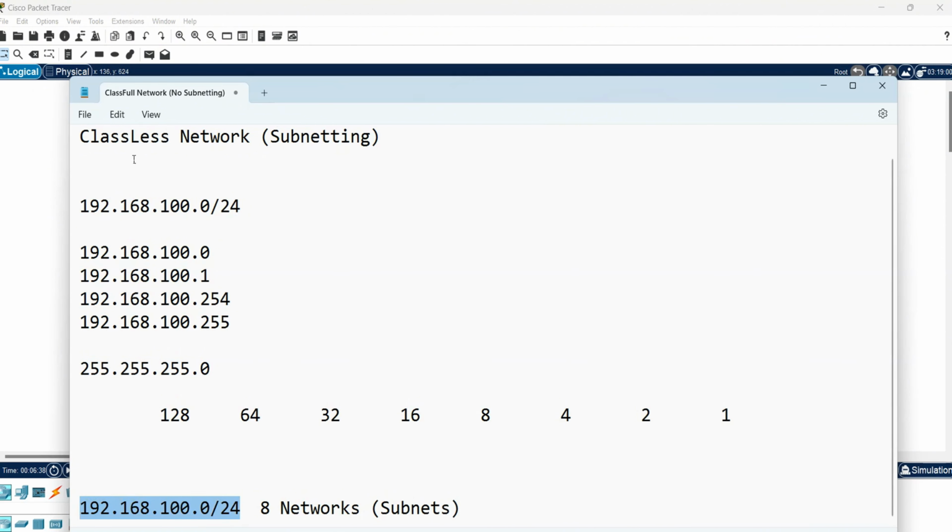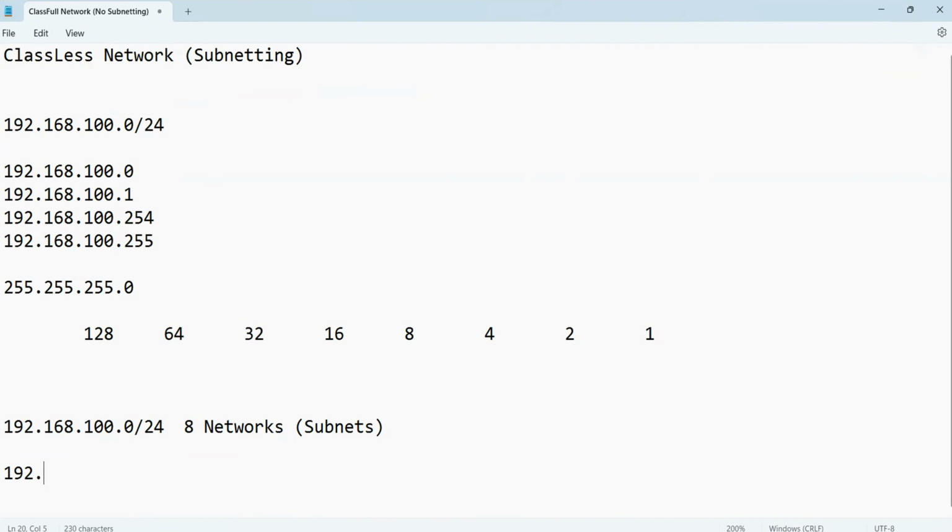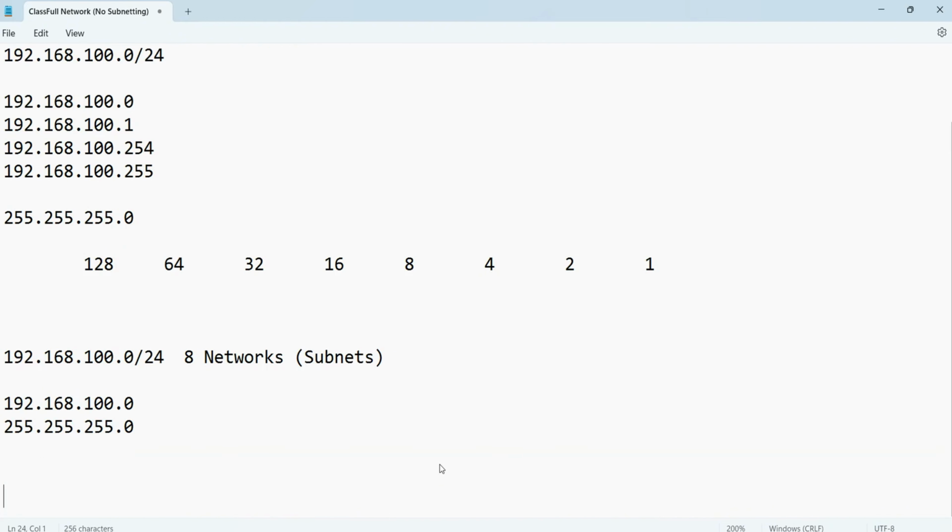So when I subnet, it's a classless network. That means I am not following the subnet mask rules. For example, watch this. So 192.168.100.0. My subnet mask is 255.255.255.0. I'm going to convert that to what? To binary. So remember, if I want to convert to binary, how do I get a 255? 11111111. All right.